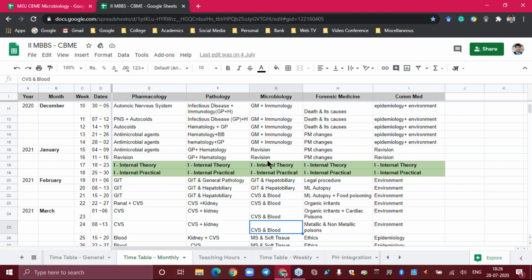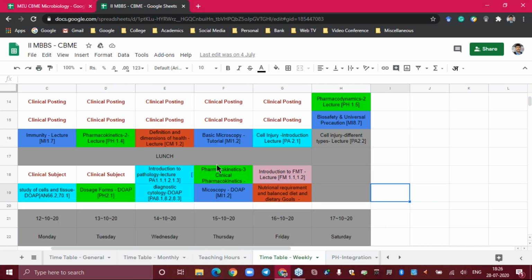Temporal coordination when systems are running simultaneously. Second thing is nesting, right? So for example, once again I go back to this one. I'm talking about one immunity lecture. And if I see that I'm not able to integrate this immunity lecture with any other subjects, then I'll go for nesting.